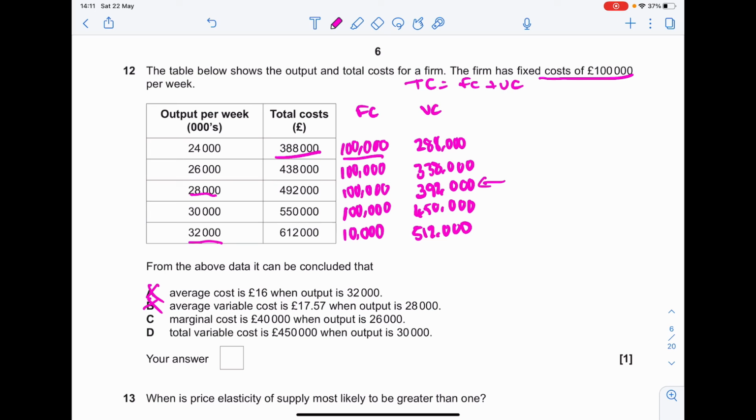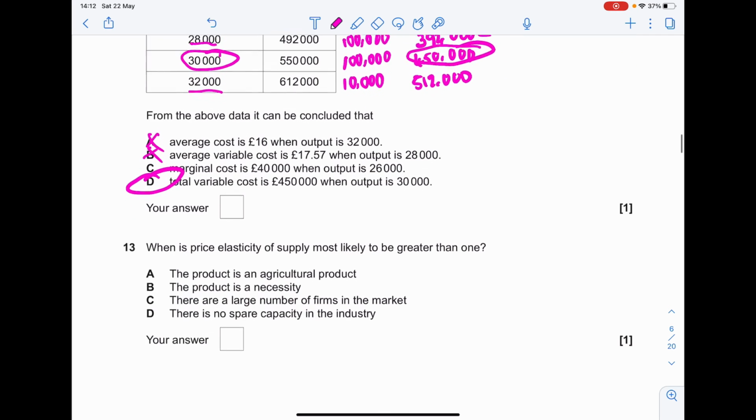Marginal cost is the additional cost of producing one more unit of output. So it says marginal cost is 40,000 when output is 26. So we don't even know what the additional is for one, but we could work out the additional for an extra 2,000, and that's not going to be 40,000. And then total variable cost is 450,000 when output is 30,000. Output is 30,000. Variable cost, or we could call that total variable cost, is 450,000. So D is the correct answer.